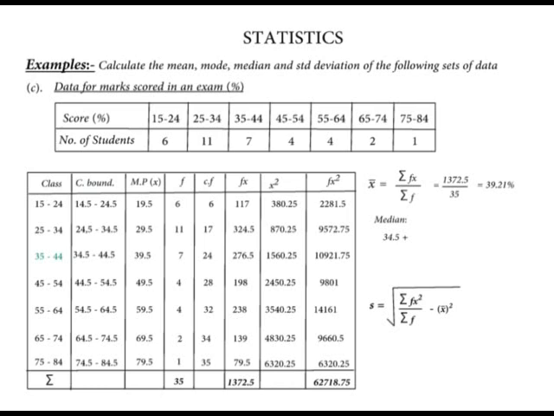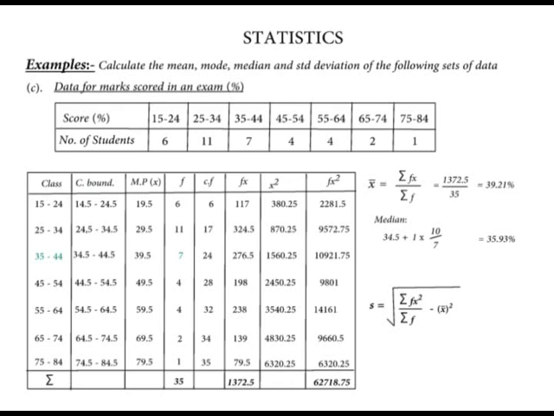We get the class size for the median class. 44.5 minus 34.5 is 10. The median class has a frequency of 7. It means these 10 marks are distributed among 7 students. So we have 34.5 plus 1 times 10 over 7, giving us 35.93.